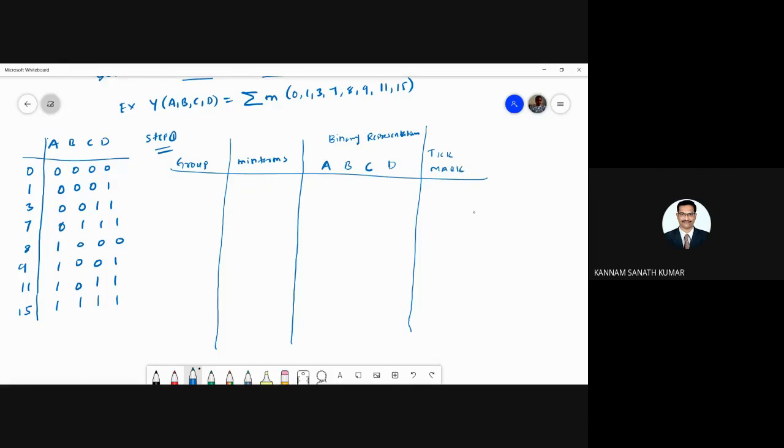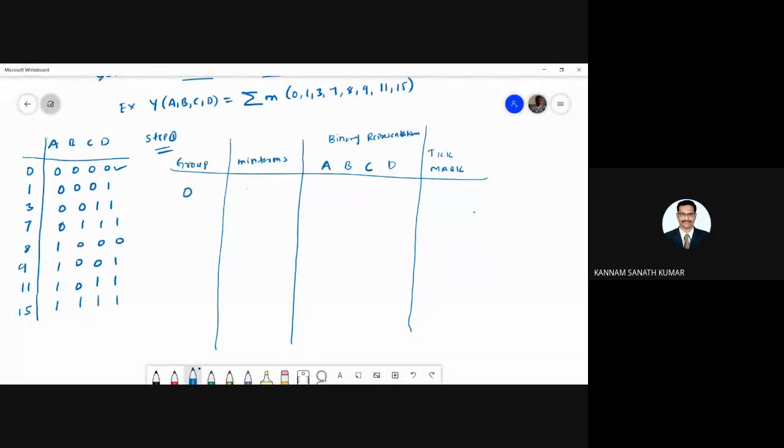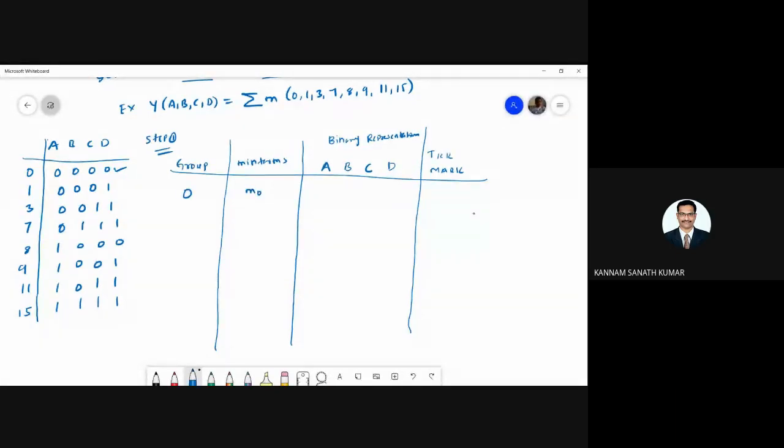So we have to group in such a way that first, if you see this 0, no ones are there. So that becomes one group. That we call M0. So what is M0? The 0 0 0 0 minterm. This is one group.